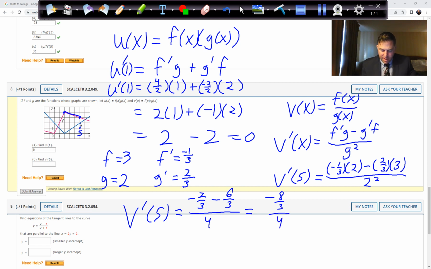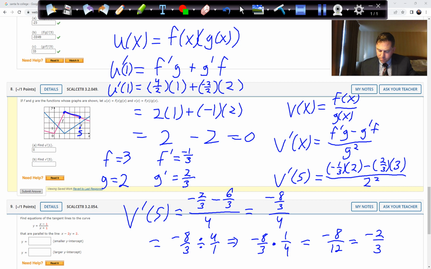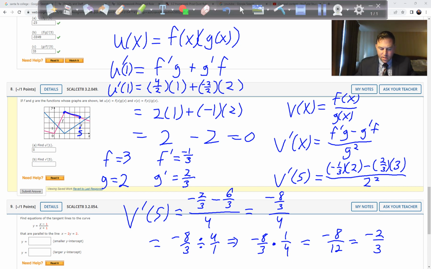And what we're going to get is -8/3 divided by 4/1 is the same as -8/3 times 1/4. This is going to be -8/12, which simplifies to -2/3. Okay, so the derivative there should be -2/3.